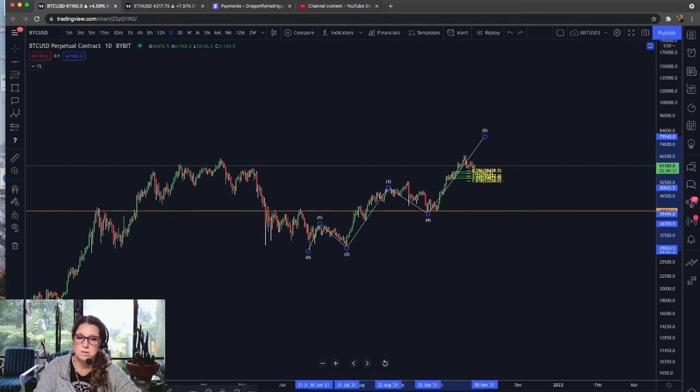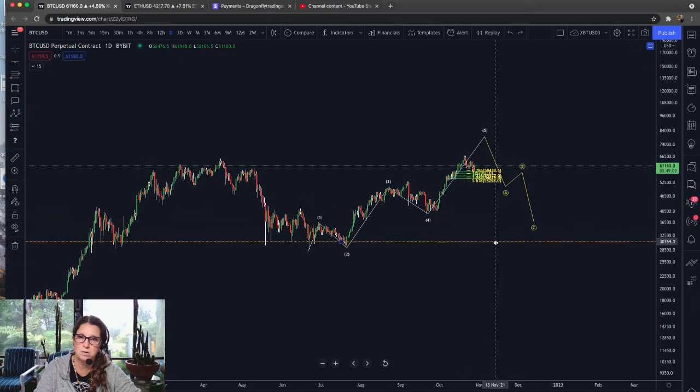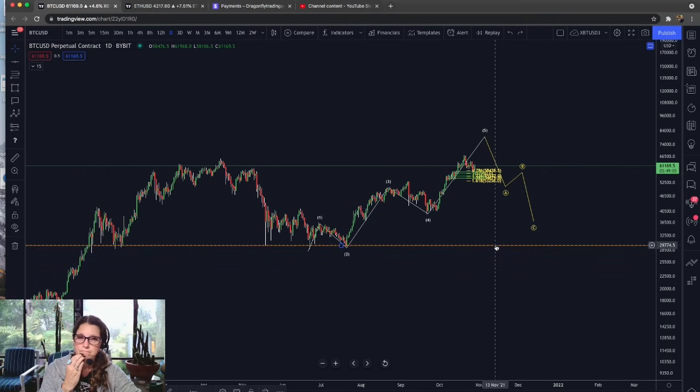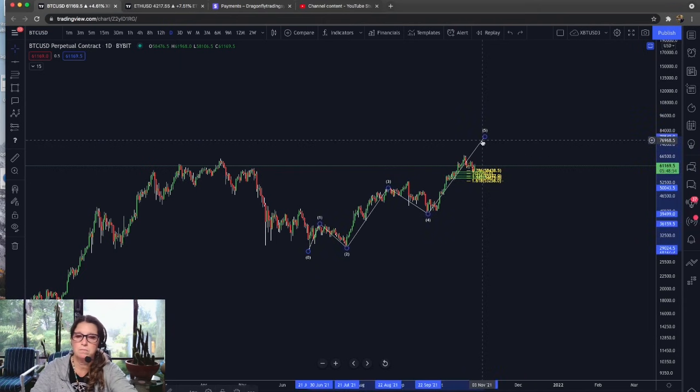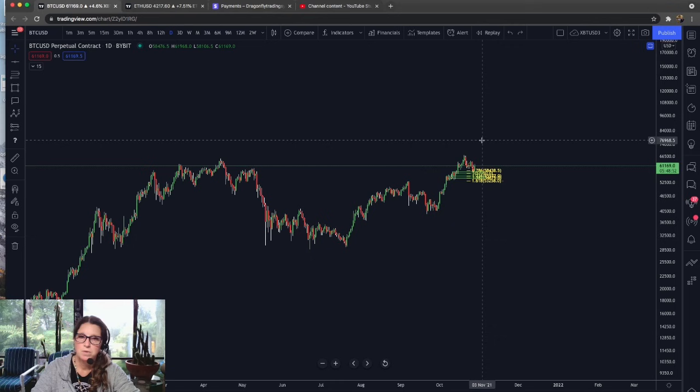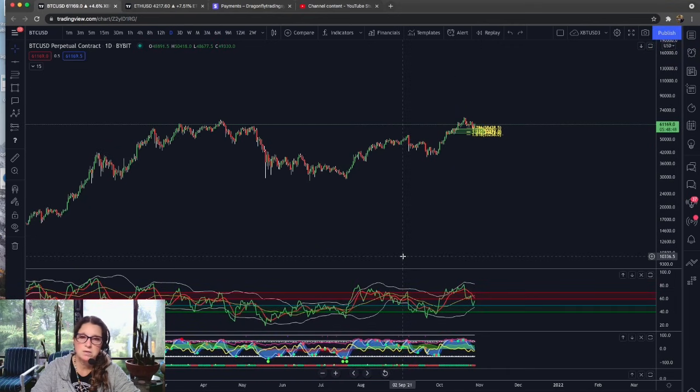Which means if we came down for a wave 2, we could come pretty deep because the invalidation for that one is all the way down here. Okay? All right. So we've went over the bull and the bear scenarios that we still have left. Let's see if RSI can tell us anything.